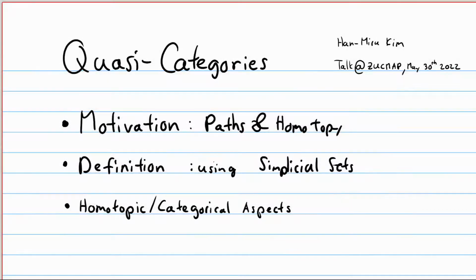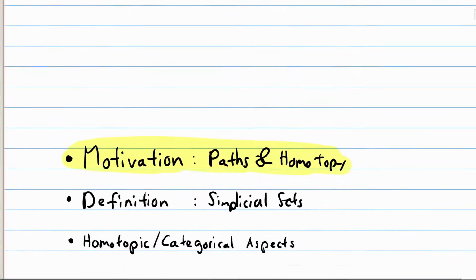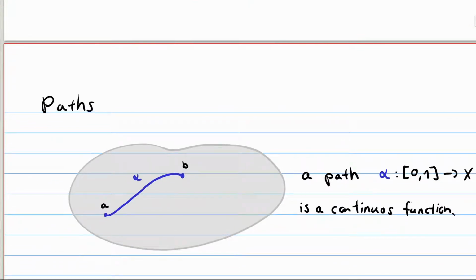And yeah. So as you said, we're going to first give you a quick motivation, and then we're going to define what a quasi-category is, and in the end, we're going to show you what we can do with them by way of doing homotopy as well as category theory. So first, let's start off with the motivation, and I'm going to start off with paths.